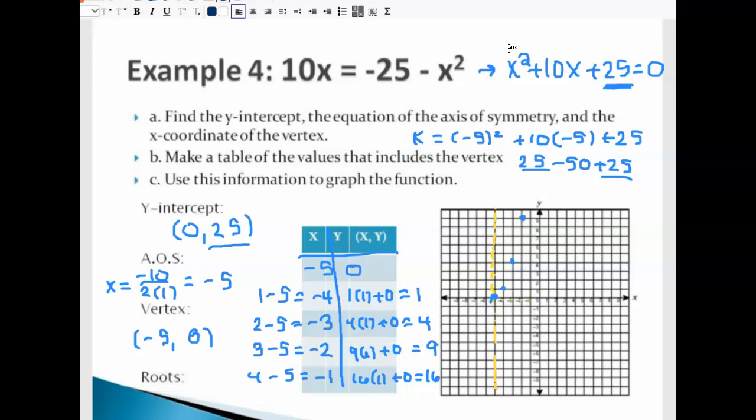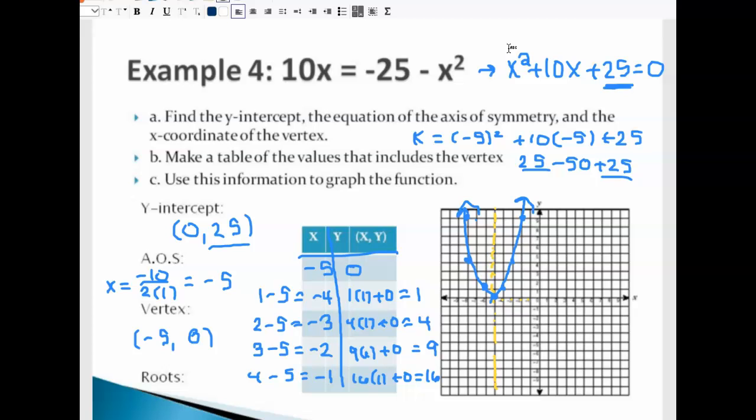And again, we know that if the blue dot is 3 to the right of the axis of symmetry, it has a matching counterpoint to the left. And there is my graph.